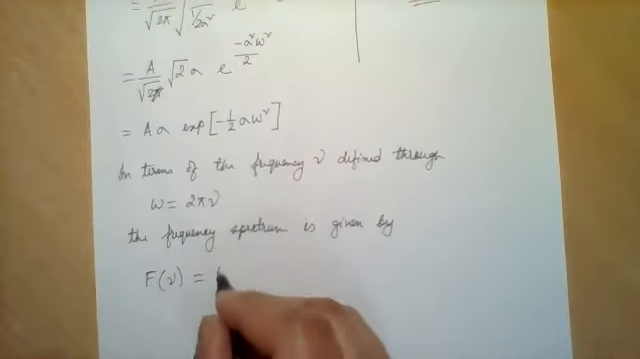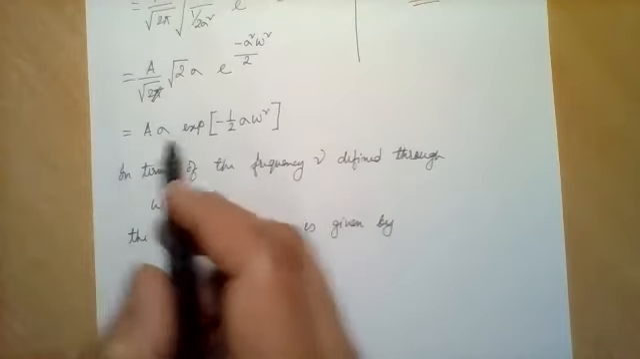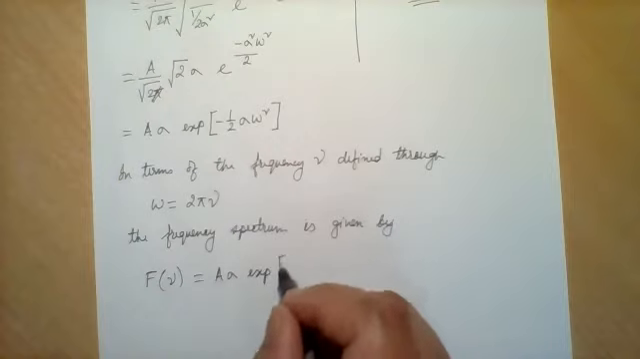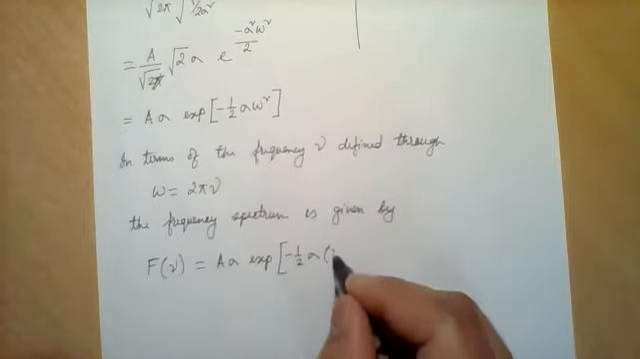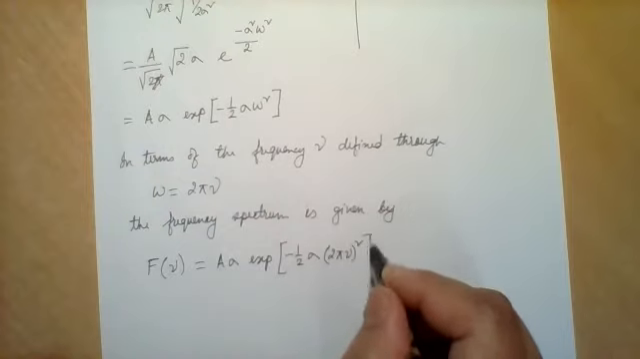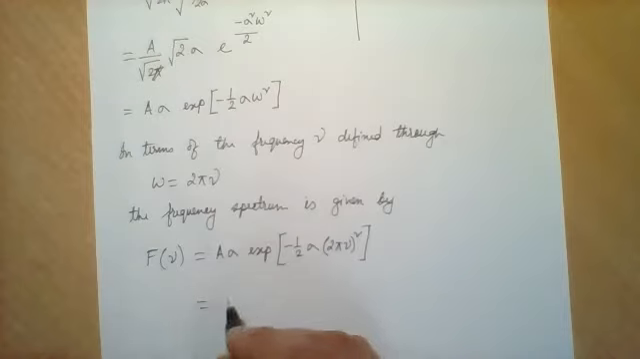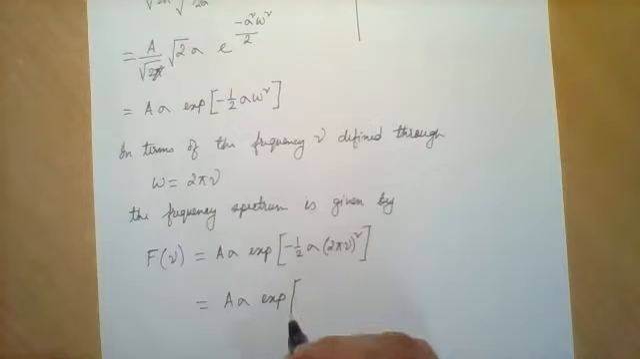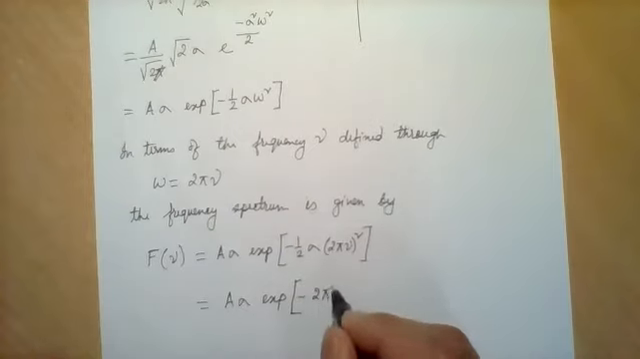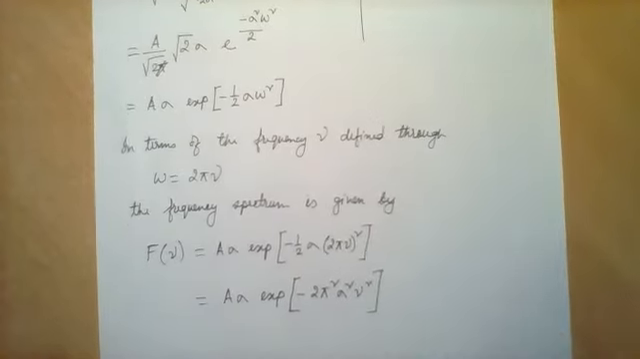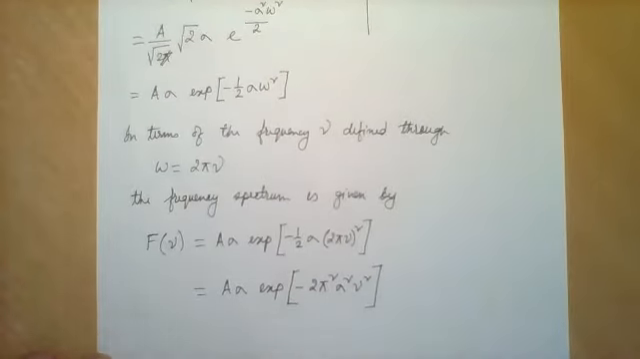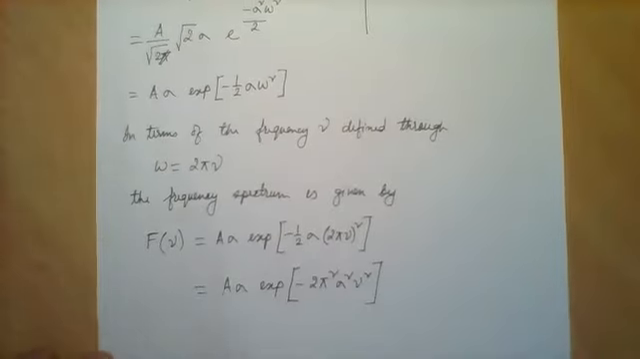This is equal to a times sigma exponent of minus half sigma omega square. So we have minus half sigma, and omega is given by twice pi nu whole square. So this is equal to a sigma exponent of minus twice pi square sigma square nu square. So this is the frequency spectrum.